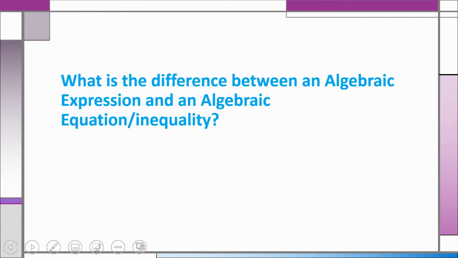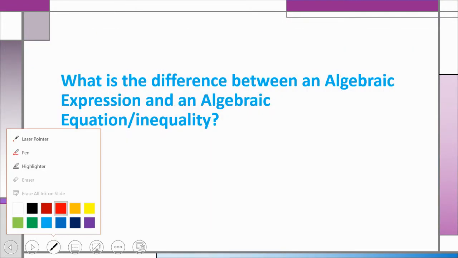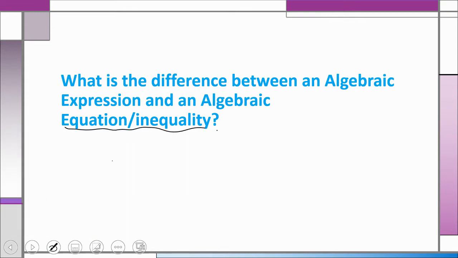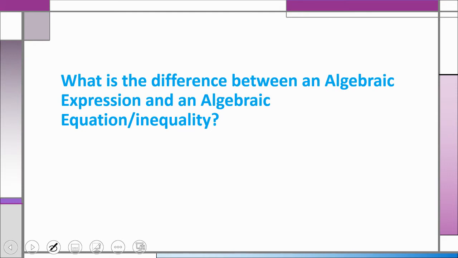All right, so how do equations and inequalities differ from expressions that we talked about? An expression yesterday we talked about does not have an equal sign. An equation or inequality has an equal sign or an inequality sign. So that's the big difference between an equation and an expression. And when you see one of these signs, it means that we have to solve them or simplify them a little bit differently than the expressions. All right, so let's go to the next slide.